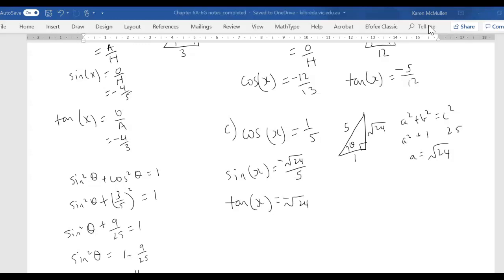All right, I was just looking at the answers, and I probably should have simplified this first. So the highest square number that goes into 24 is 4, so we can rewrite 24 as 4 times 6. So A is equal to 2 root 6. So here I should have had negative 2 root 6 on 5, and here negative 2 root 6. All right, so just simplifying that first.